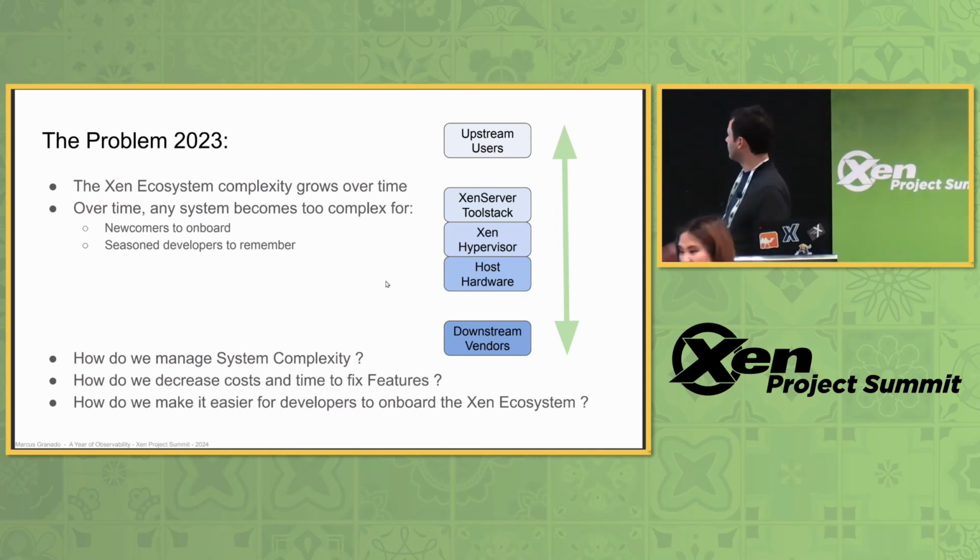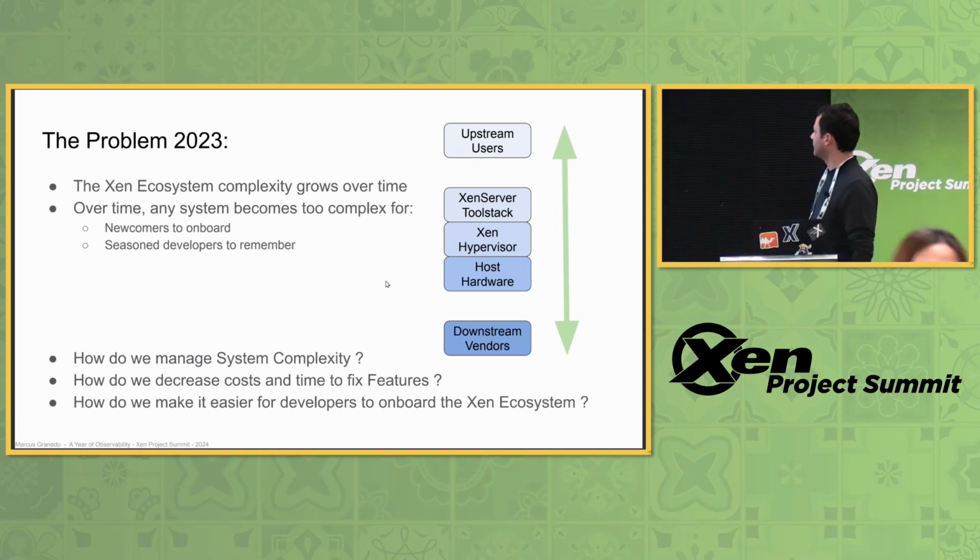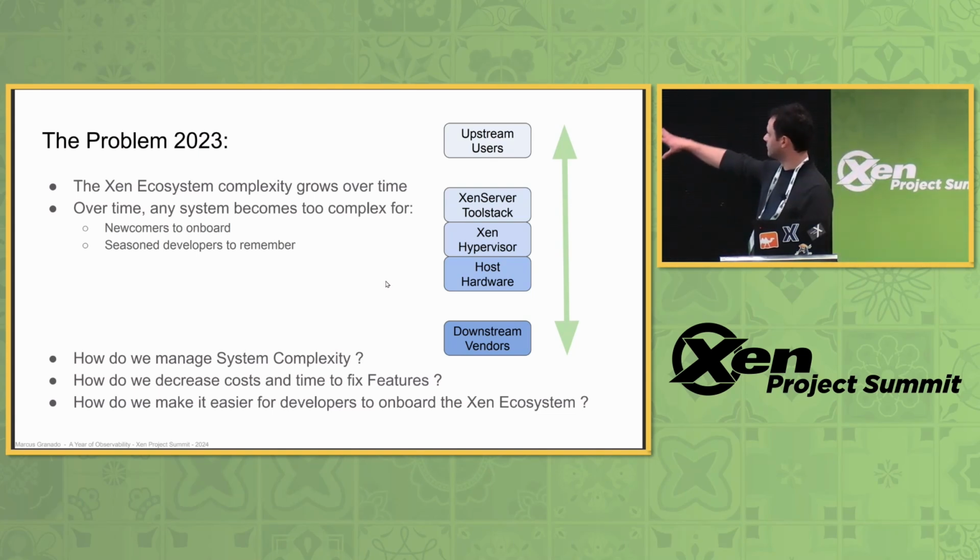So we have upstream users. These are orchestration users, for instance, XenOrchestra and other orchestration clients. And downstream vendors, like NFS server vendors, for instance, all integrating together with our Toolstack. We have the Xen hypervisor and even host hardware. So all different things that can misbehave or can behave in unexpected ways. And you put this all together, it becomes complicated.